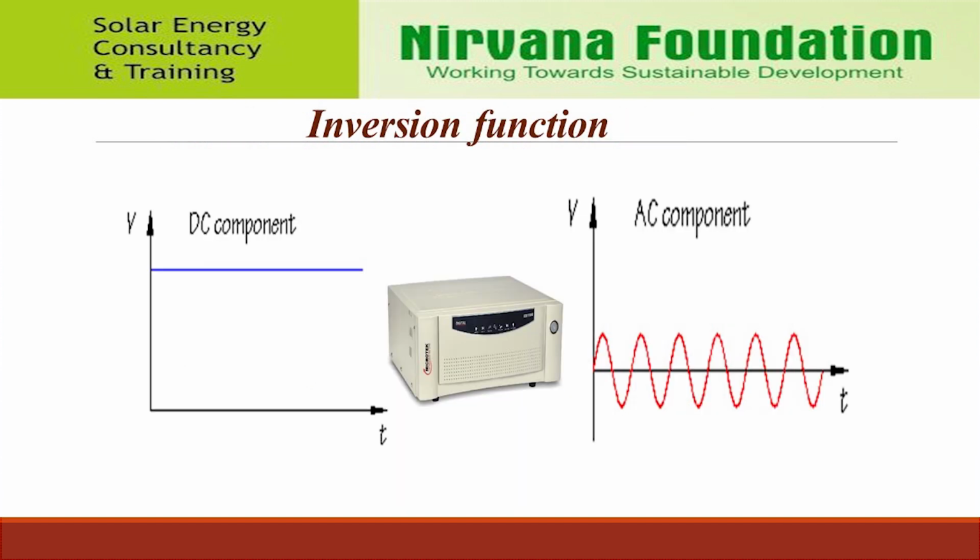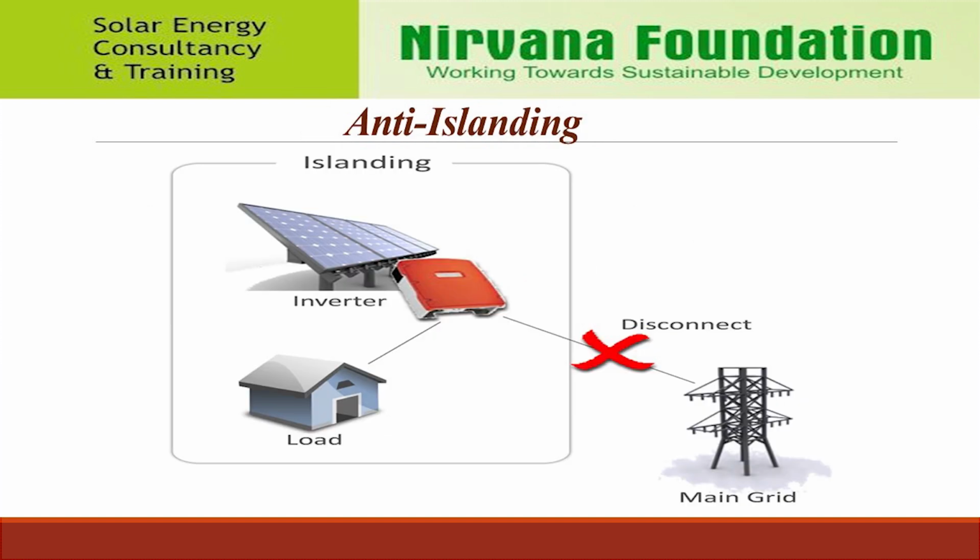Inversion function. DC is unidirectional, so the flow of charge is always in the same direction. Alternating current is an electric current which periodically reverses direction, in contrast to direct current which flows only in one direction. As the home appliances which we use run on AC, conversion from DC to AC devices is needed, and an inverter is one such device which does this job.